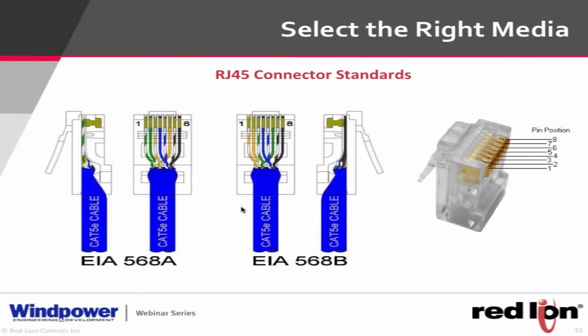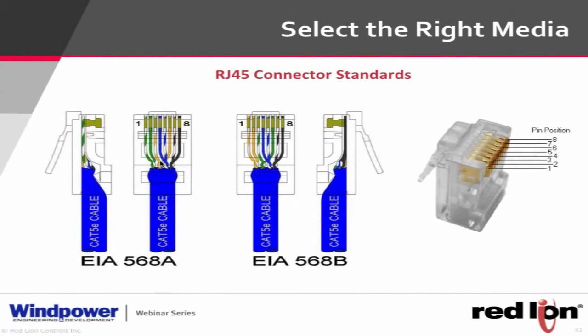So these are what the copper looks like. You've got EIA 568A and 568B, and these are just different standards. And really the only difference between these two pictures here, A and B, is the send and receive. So if you look at the green and the orange, they're just swapped. And so the green and the orange are the send and receive.